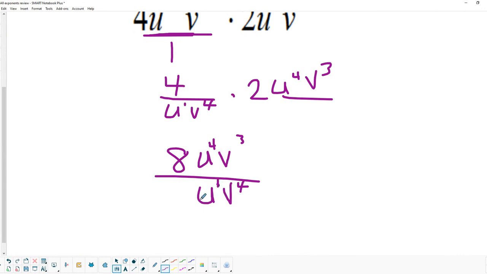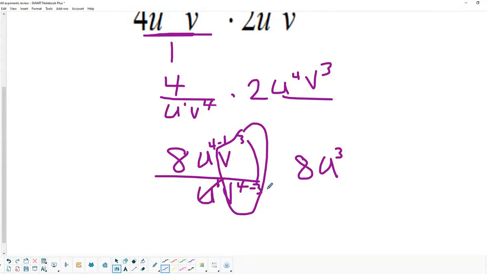So on this one, we've got a u to the first on the bottom and a u to the fourth on the top. So we're going to take that 1 up and subtract it from the top, canceling it off of here. So that's going to leave us with 8 u to the third power on top. Now how about the v's? We have 3 on top, 4 on the bottom, so we're going to take that 3 down and subtract it from the bottom. So 4 minus 3 is 1, so we end up with v to the first power.